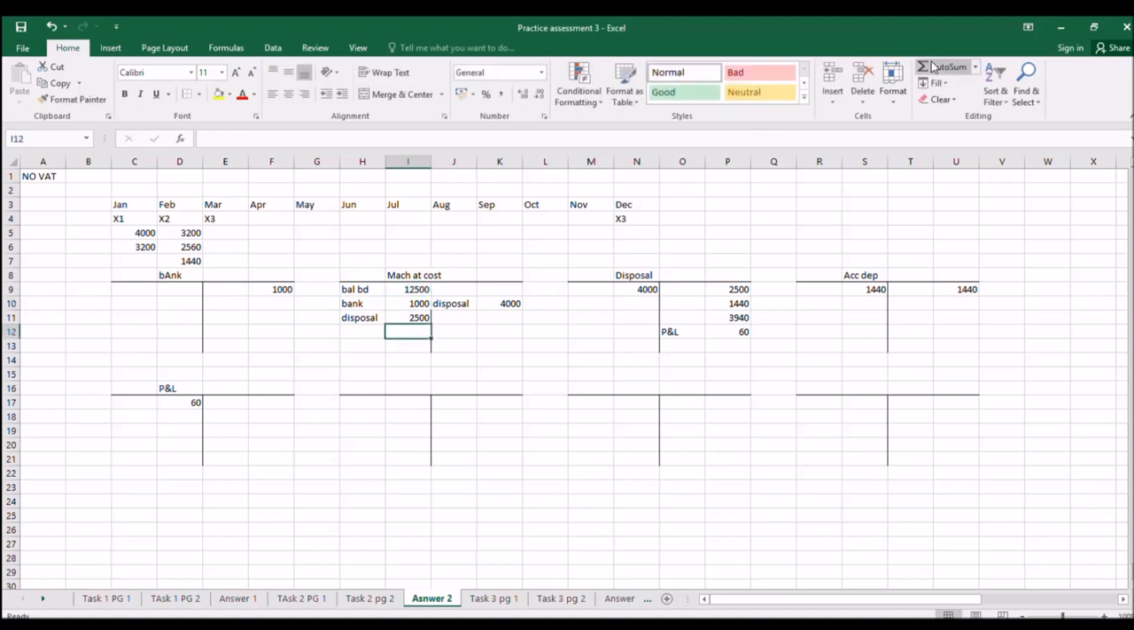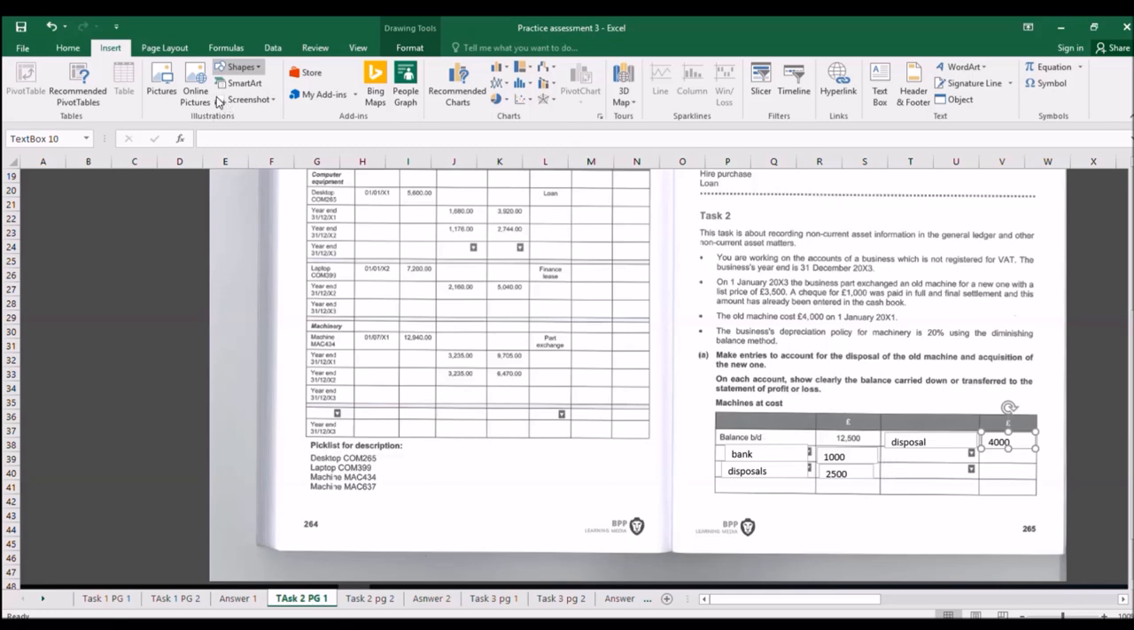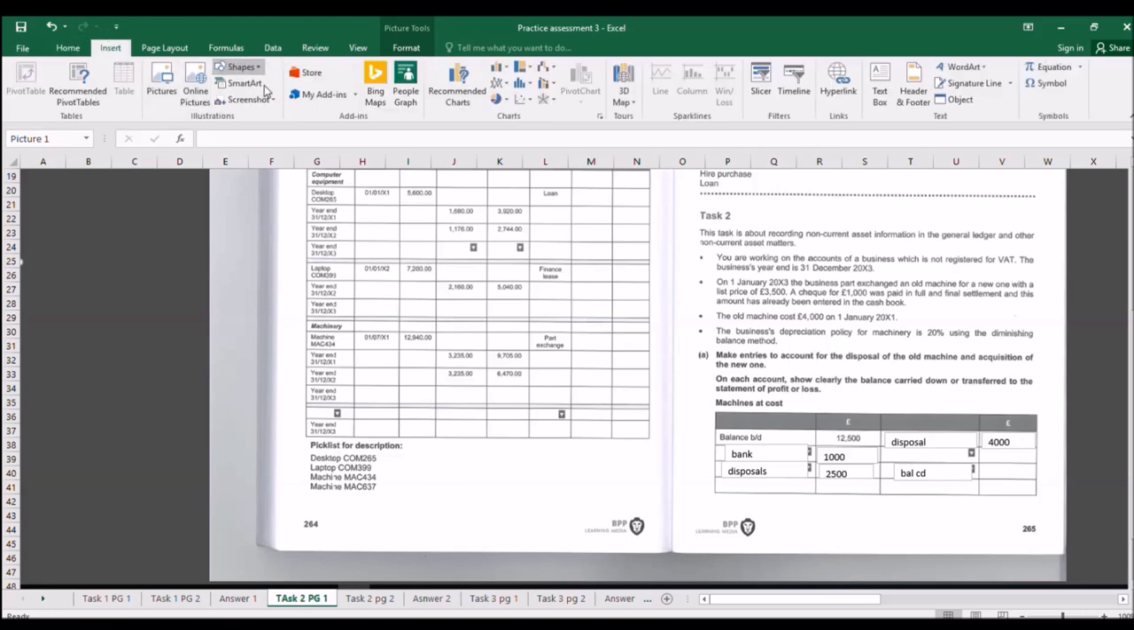12,500. Now in my notes and my workings, I like to do it like this, which is just add the two up first, work out what the difference is. So the carry down is that. Is that there? Okay, and then just re-add it up. In terms of checking your workings, it gives you a double check that you've added up correctly. Right, so that will be what we're going to have in here. And we're going to have our balance carried down here. Okay, that's the first one.